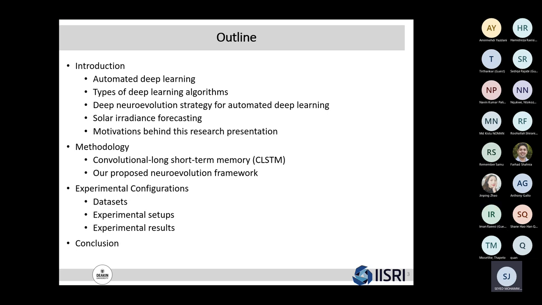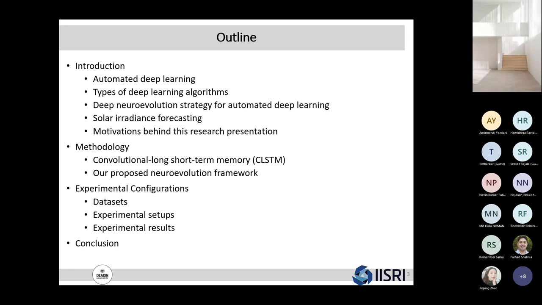For the methodology section, I will go through the convolutional long short-term memory. I will give you an overview about new deep learning models, which are mostly used for forecasting problems. And then I will introduce our proposed neural evolution framework that optimizes the architecture of the ConvLSTM model efficiently. Then, for the experimental configuration, I will let you know about the dataset that we have, the applied algorithms, and the compared state-of-the-art models. And then the experimental setup and the experimental results will be explained for sure.